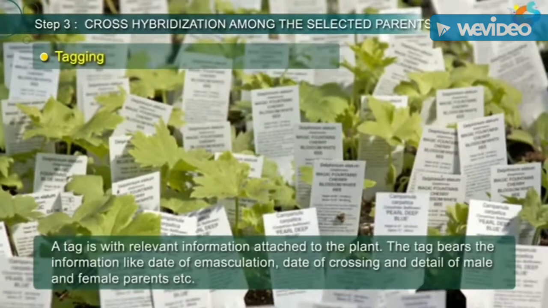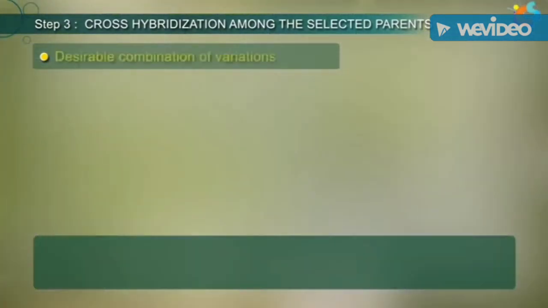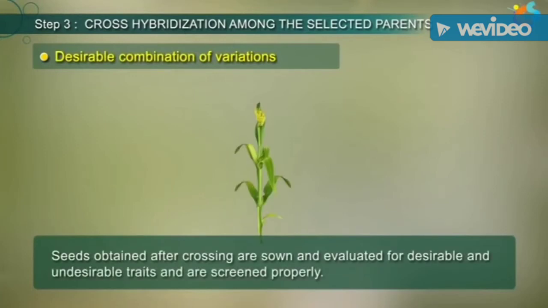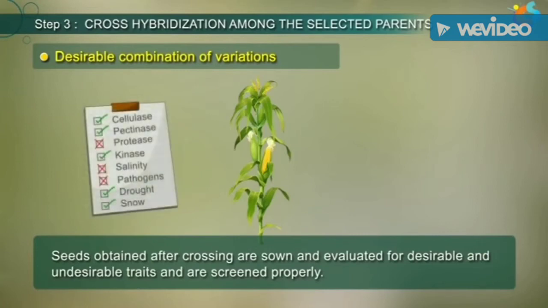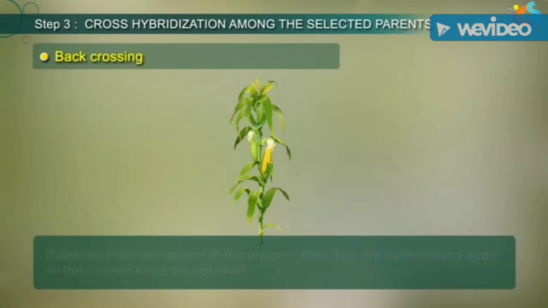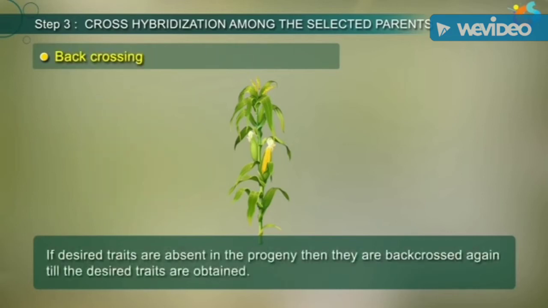Tagging. A tag with relevant information is attached to the plant. The tag bears information like the date of emasculation, date of crossing, and details of male and female parents, etc. Desirable combination of variations. Seeds obtained after crossing are sown and evaluated for desirable and undesirable traits and are screened properly. Back crossing. If desired traits are absent in the progeny, then they are back crossed again till the desired traits are obtained.